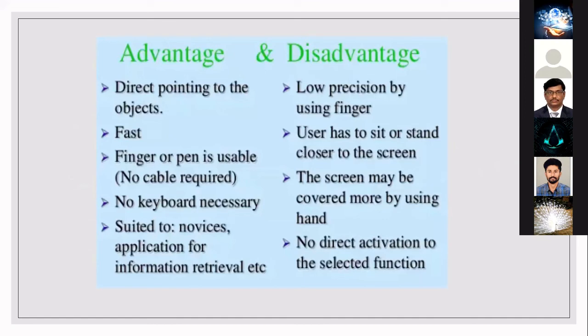After this are some advantages and disadvantages of touch screen technology. First of all, I'm going to tell my advantages of TTT. The first one is direct pointing to the object. It is fast, a finger or pen is usable, no cable is required in this technology, no keyboard is necessary, and noise-free application for information retrieval, etc. Now the disadvantages of TTT. The first is lower precision when using fingers. A user has to sit or stand closer to the screen. The third is that the screen may be covered more by using hands. And the fourth is no direct activation to select functions.